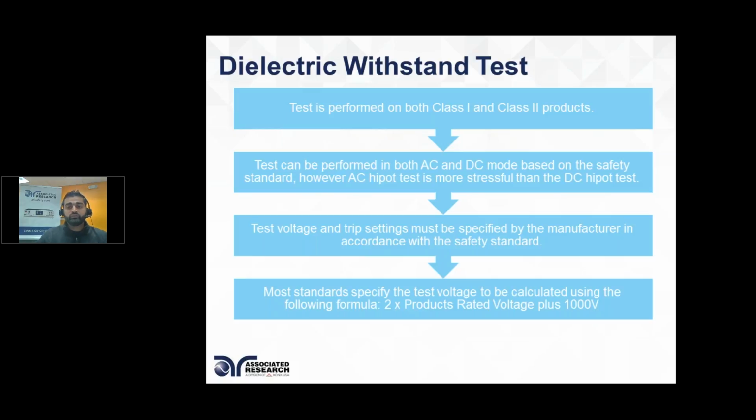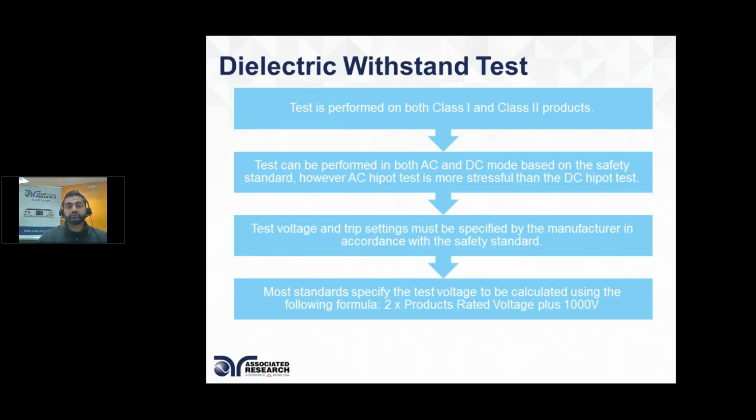We would like to use a general rule of thumb to figure out what high pot voltage needs to be applied to your product. If you have a product that's designed for both 120 volts and 230 volts, it's always the higher voltage.